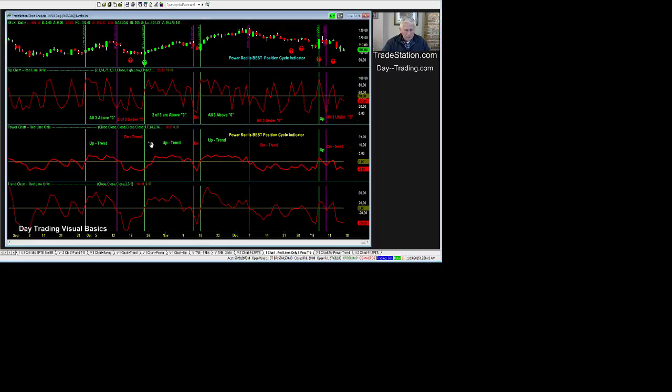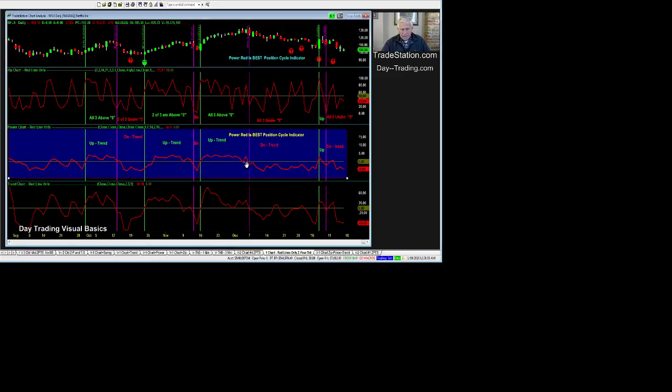But let me draw in one other thing that I want to show you, because this might show it a lot better, and that is this right here. I've now highlighted the power chart. This is the power red line specifically. And you can see when the power red line is above 0, look at those candles, you're in an uptrend. When the power red line, like over here, is under 0, you are in a downtrend.